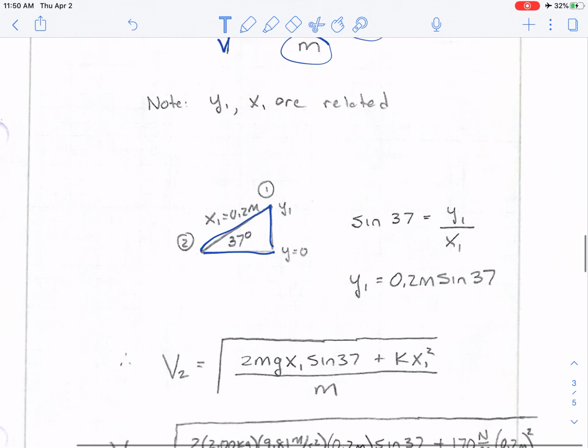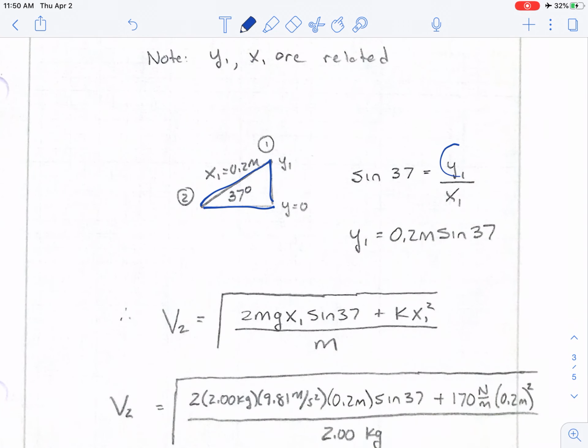Again, the vertical is simply y1, and the hypotenuse is x1. So this is the opposite of this angle, divided by the hypotenuse, and that gives us sine 37. To solve for y1, we plug the others in, and we have the answer. So another way of writing that, y1 is simply x1 times sine 37.